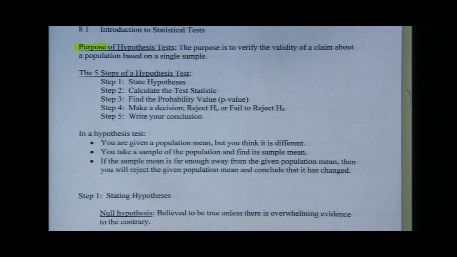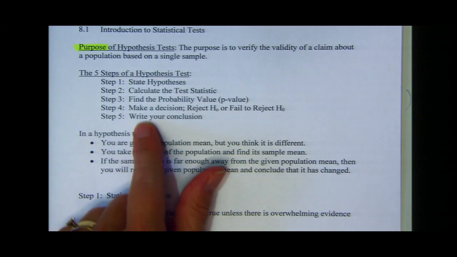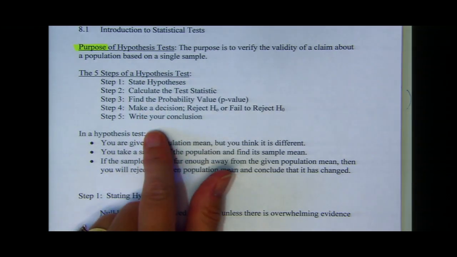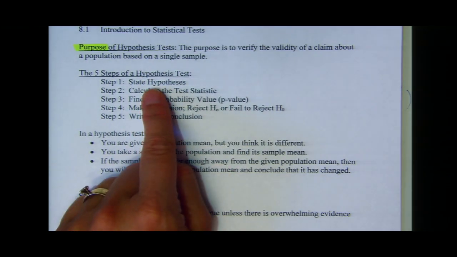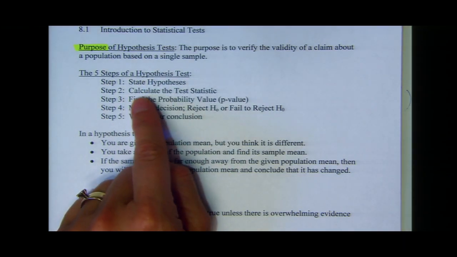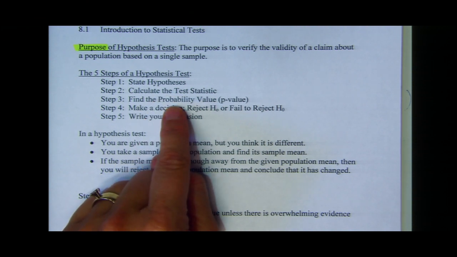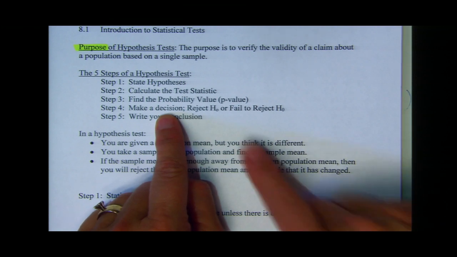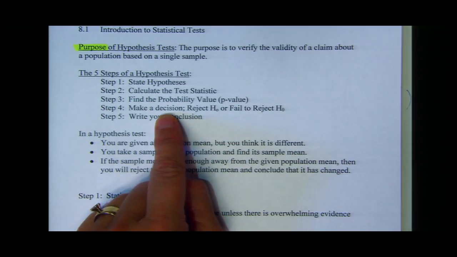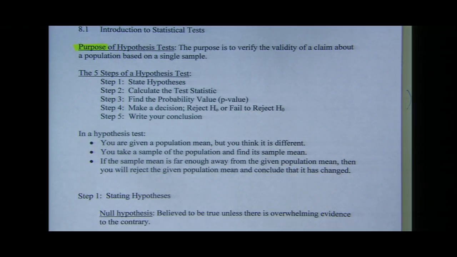Now, for all of these problems, we're going to follow a 5-step sequence. Okay, so we're going to follow 5 steps. We're going to first state our hypotheses. Then we're going to calculate a test statistic, find the probability, then we're going to make a decision, which means reject or fail to reject, and then we will write our conclusion.